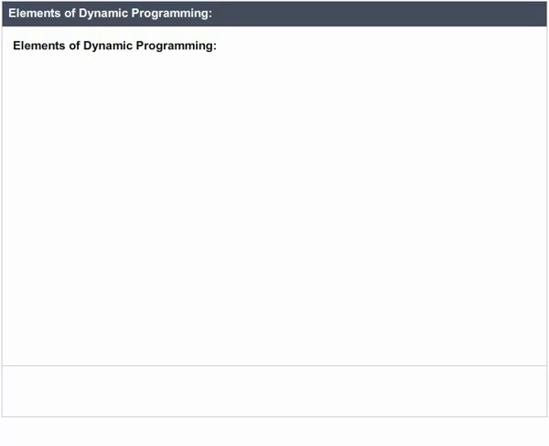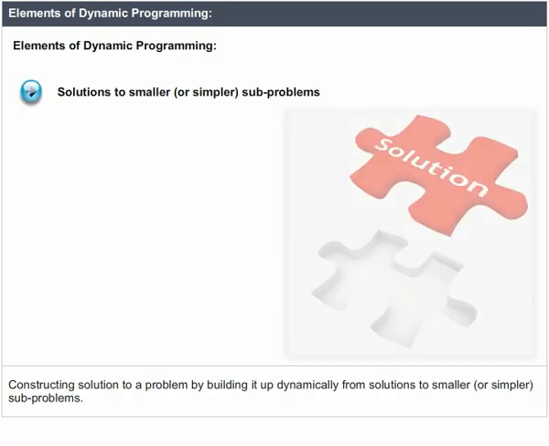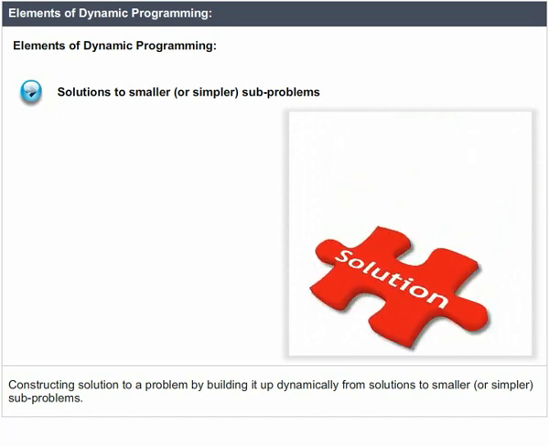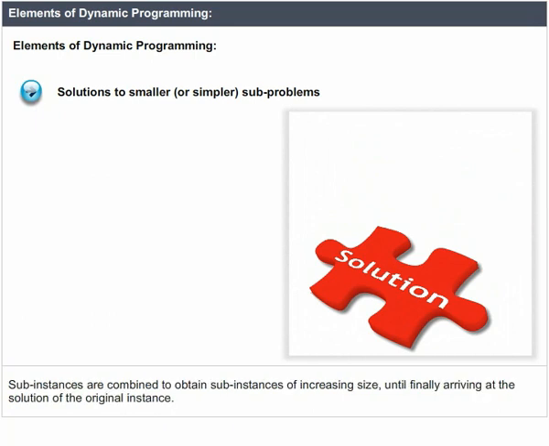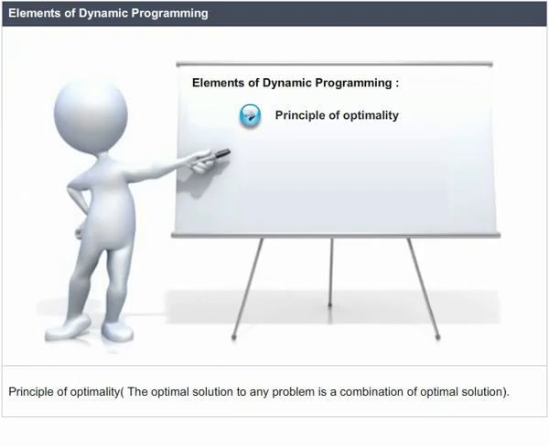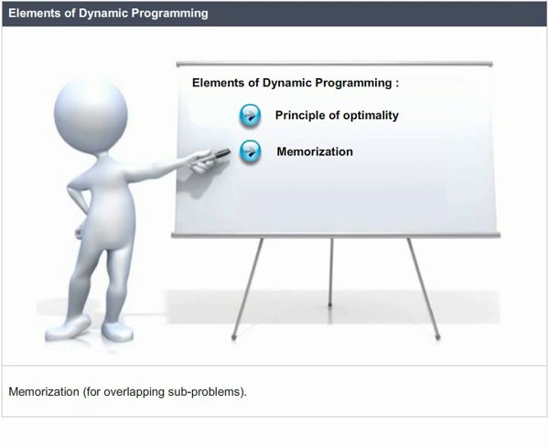Constructing a solution to a problem by building it up dynamically from solutions to smaller or simpler sub-problems. Sub-instances are combined to obtain sub-instances of increasing size until finally arriving at the solution of the original instance. Make a choice at each step, but the choice may depend on the solutions to sub-problems. Principle of optimality: the optimal solution to any problem is a combination of optimal solutions. Memoization for overlapping sub-problems. Development of a dynamic programming algorithm.